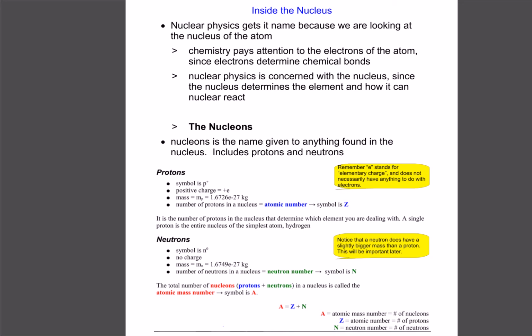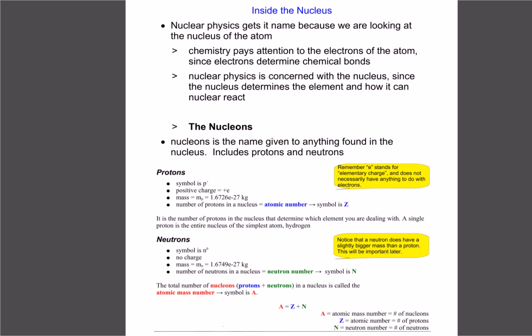First of all, we call it nuclear physics and nuclear reactions because we're dealing with what's happening to the nucleus of the atom. In chemistry, quite often, we mostly pay attention to the electrons, because it's the electrons that determine the bonds and how the chemicals react to each other. In nuclear physics, we're worried about just the nucleus because it's the nucleus that's determining what the element is and how it's going to disintegrate or give off energy or absorb energy and so on.